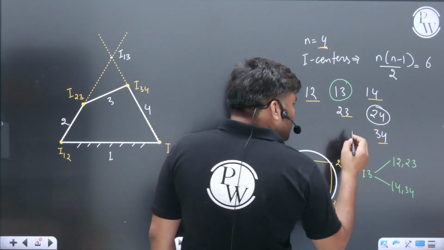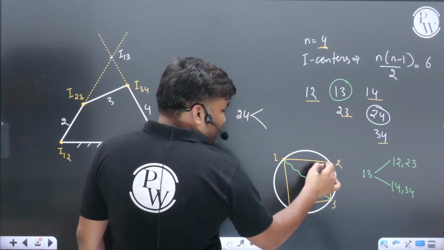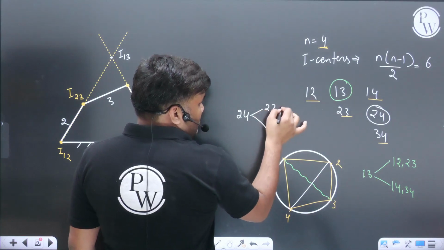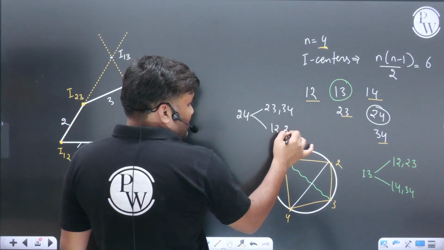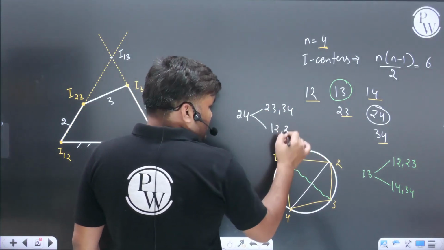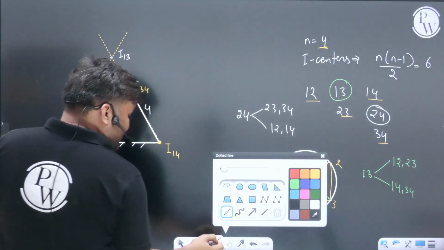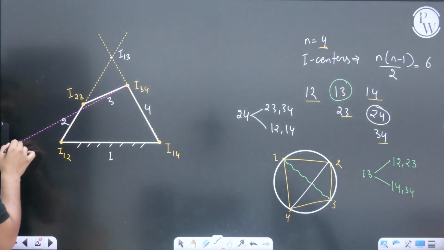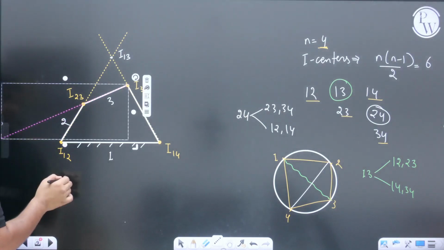Similarly, I13 is known. Now you can talk about I24. Sir, where is I24 going to be? Look here, I24 will be in line with I23 and I34, and also in line with I12 and I14. Where are I23 and I34? Sir, this is I23, this is I34. The line through I23 and I34 you are going to get here, somewhere here.